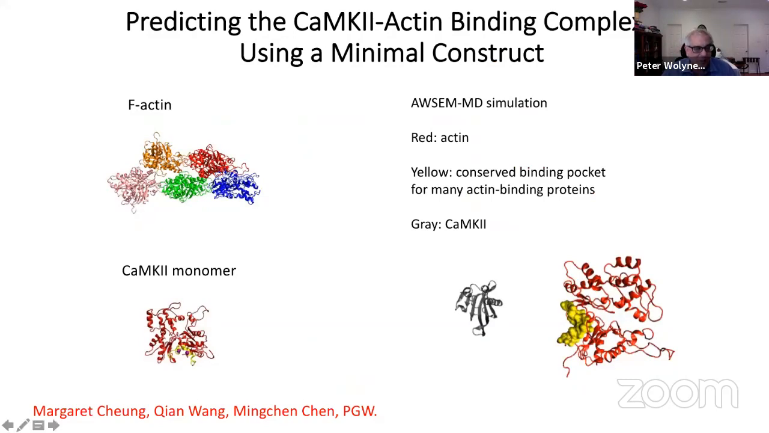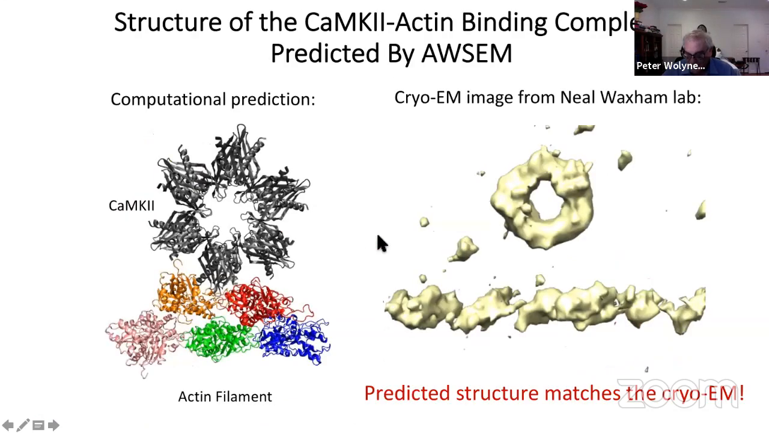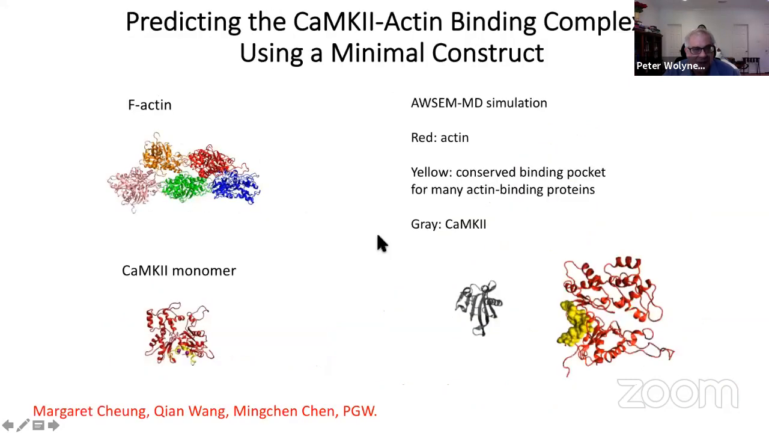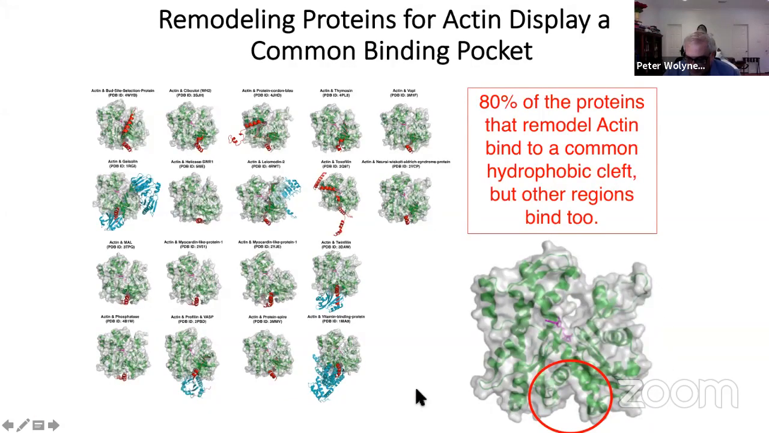So Margaret and Chan Wang, who was one of her students, and Ming Chen and I started to look at this problem, build things up. And here, where you start is just to look at the actin structure. Of course, it's very, very big, but we can take out a region where we think the binding cleft might be. We can look at the CAM kinase monomer, and then we can see.